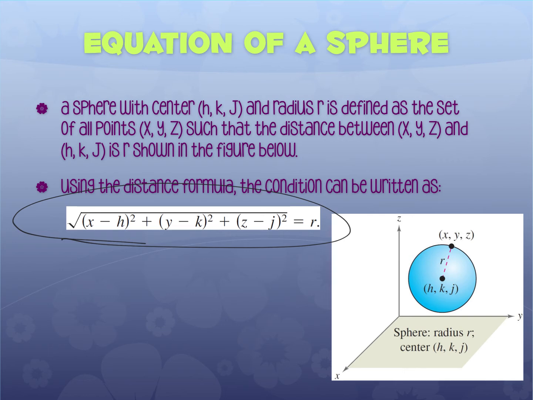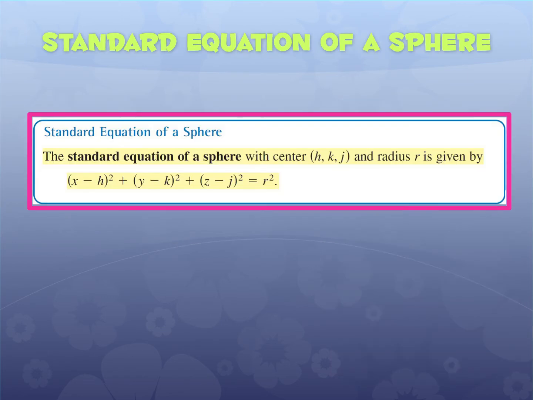The standard form then squares both sides of the equation. So the standard form looks like this: x minus h squared plus y minus k squared plus z minus j squared equals r squared. Where (h, k, j) is your center, you change the signs on those just like we're used to with circles. And then the r squared is on the other side, so if it asks for the r, we would square root it.